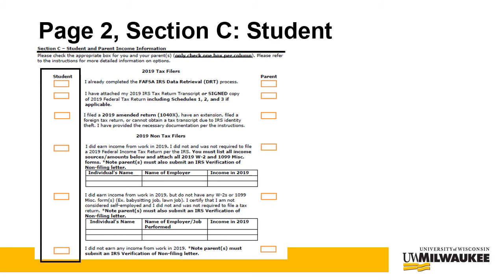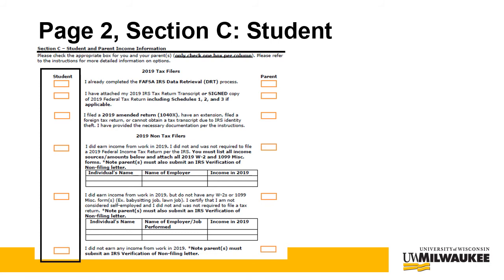You will indicate how your income and tax information will be provided to the financial aid office. Please select only one statement that matches how you will provide your tax information. For example, students who imported their 2019 tax information into the FAFSA using the IRS data retrieval tool may select the first box, or students that will be submitting a signed copy of their tax return or IRS tax return transcript may select the second box down.